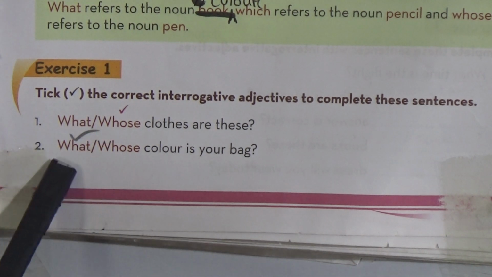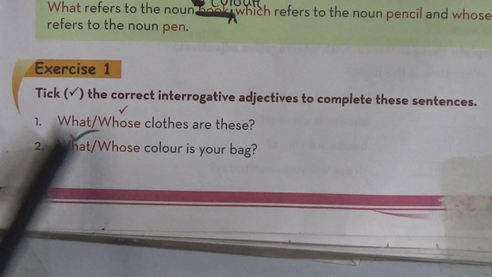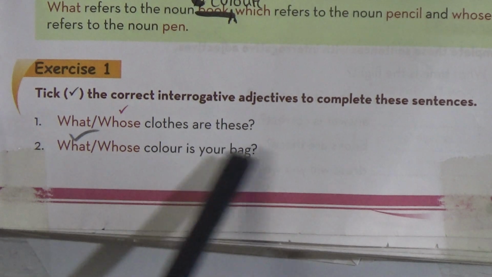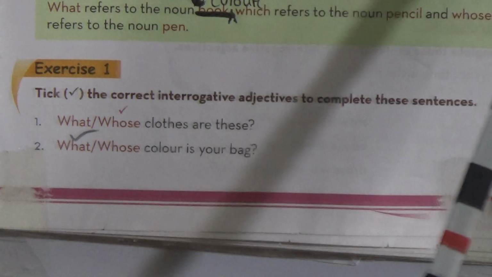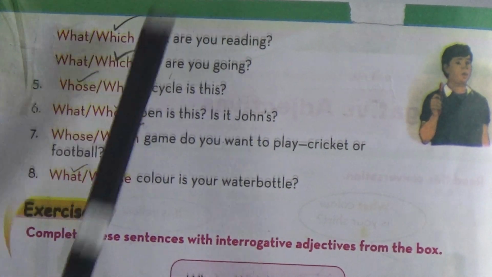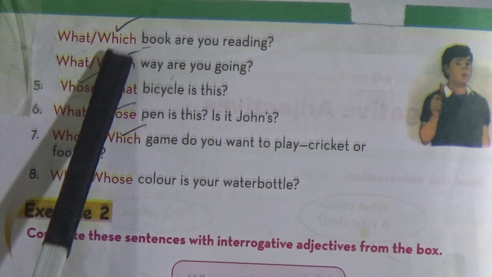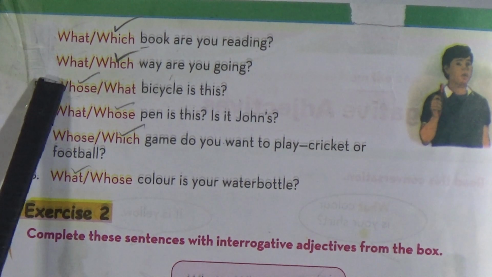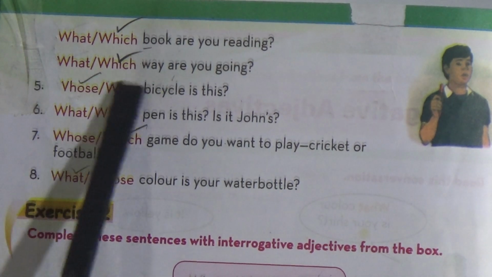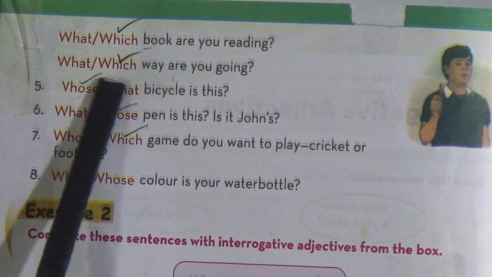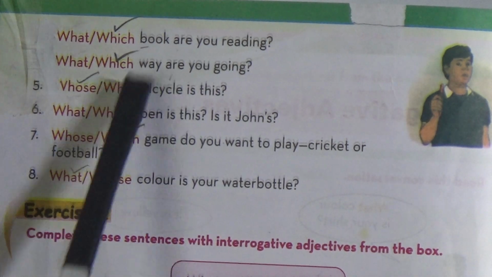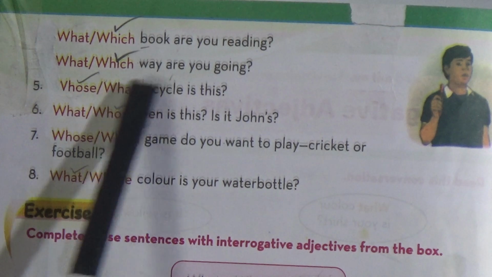What is an example of interrogative adjective. So you have to put a tick on the word what. What color is your bag? Now number 3, we are going to read, what or which book are you reading? To make a meaningful sentence here we have to put a tick on the word which. Which book are you reading? Then number 4, what or which way are you going? Which. Which way are you going? You have to put a tick on the word which. Which way are you going?